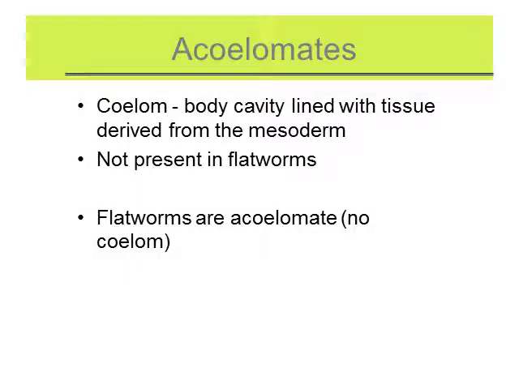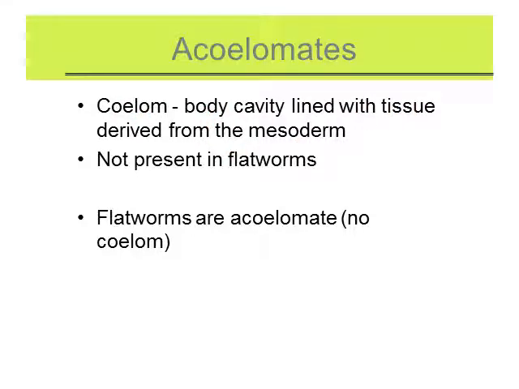Now, these flatworms are acoelomates. When you have this A in front of something, it means not. So it means they do not have a coelom. So let's talk for a minute about what a coelom is. A coelom is a body cavity that's lined with tissue from the mesoderm.